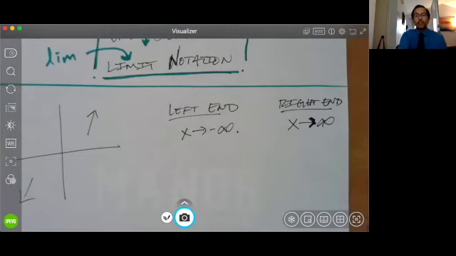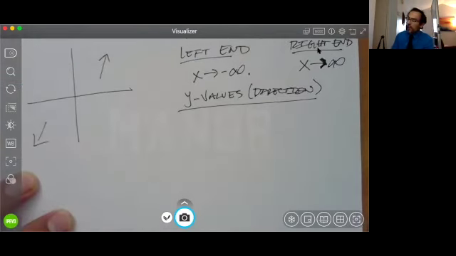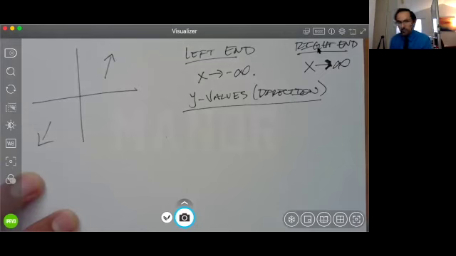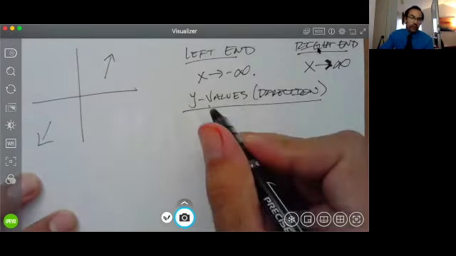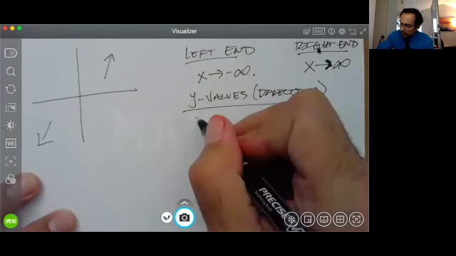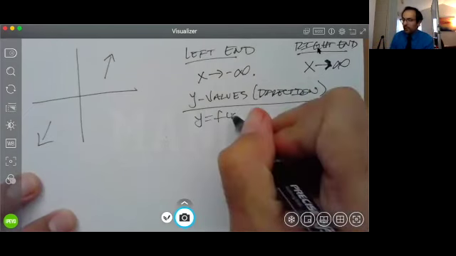Okay? So let's see what it looks like for the y values. If I'm looking at my y values, I want to use the same thing, but I'm not going to use x. I'm going to use what would represent my y values, which is f of x. So remember that y and f of x are the same thing.